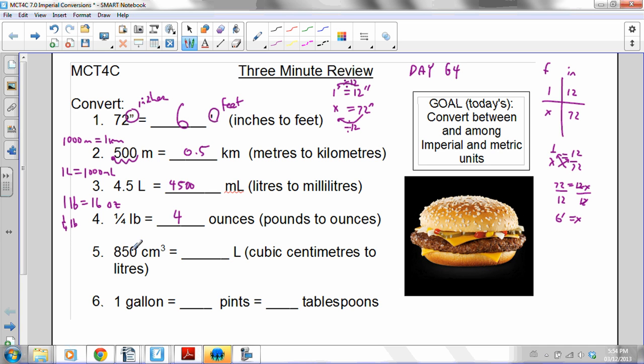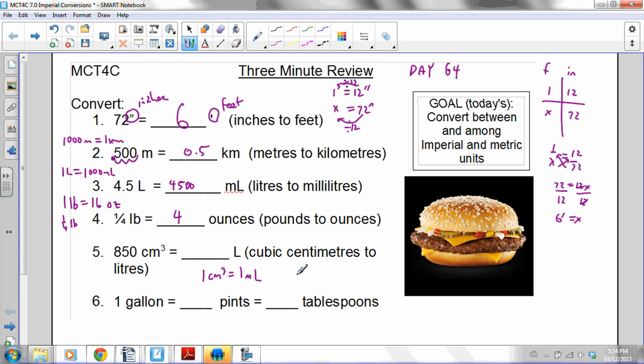Next one. 850 centimeters cubed in liters. Again, this is metric and this is metric, but these are 2 different ways to measure volume, right? We think of volume as length times width times height, and that's how we get the centimeters cubed, but we also think of it in fluids like liters, right? So what's the rule? Well, the rule over here, 1 centimeter cubed is 1 milliliter.